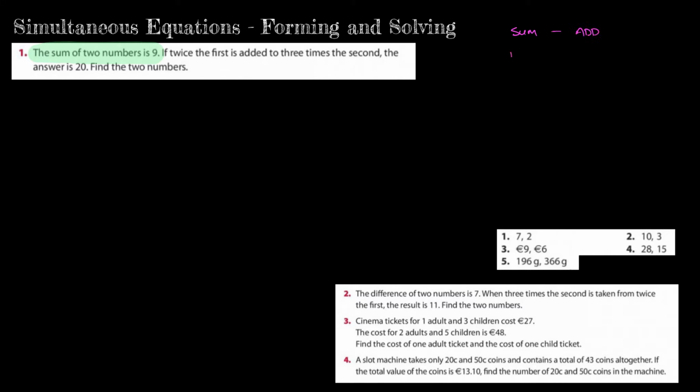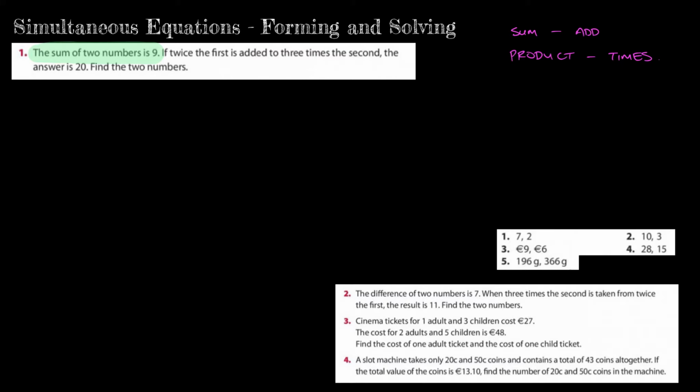And product means times, because you'll be dealing with those a bit. They tend to come up when we're forming equations. Sum means add, product means times. Easy way to remember it: sum has 3 letters, add has 3 letters. Okay. So the first one there says the sum of two numbers is 9.